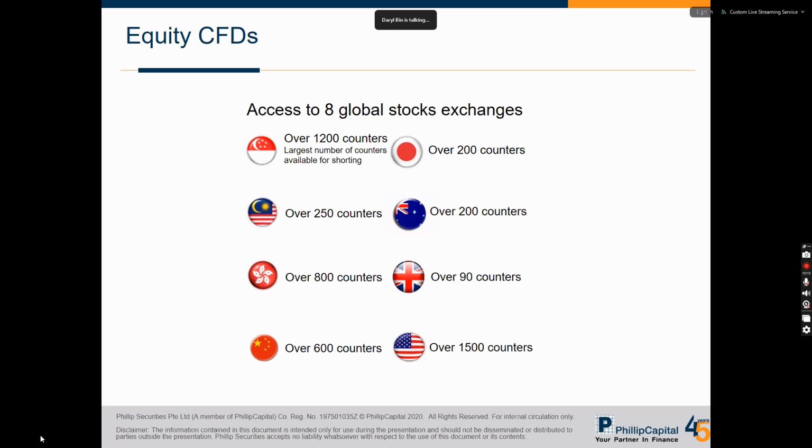So for our equity CFD, whatever you see on the screen right now, we have access to 8 different global stock exchanges. Whatever you see on the screen is what we offer. So these are the countries' counters that we offer. Do note that each country has its own operating hours. When the operating hours are over, you will not be able to buy or sell. You can find out more on our website.